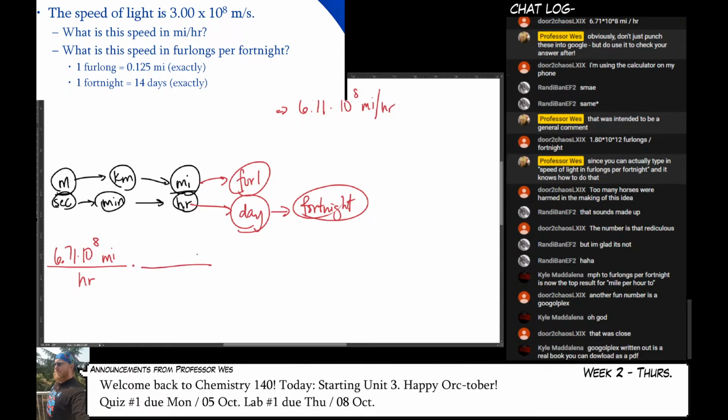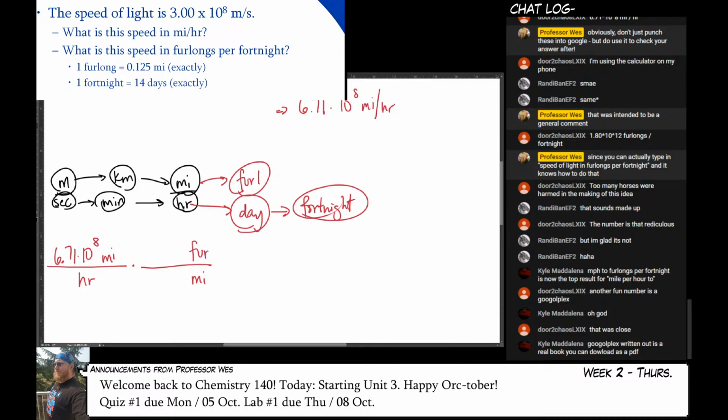And then we'll do miles per furlong. Furlongs is what we want. We want fortnights, so I'm going to turn hours into days. And then days into fortnights. There you go. Those are the units that we want, so those will be the units of our answer. I don't know what the abbreviation is for fortnight. All I know is it's a game that everybody plays.